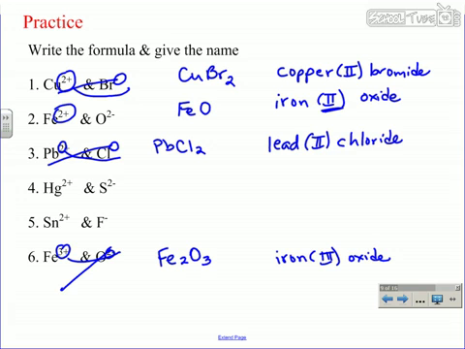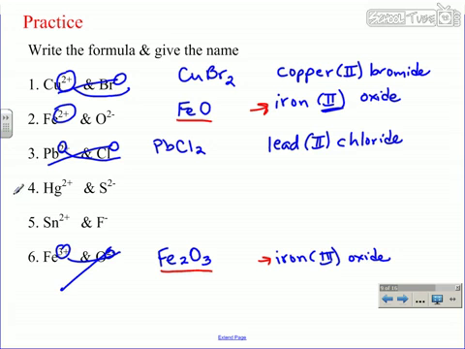So the Roman numeral does make a difference because iron 2 has FeO as its formula. Iron 3 has Fe2O3 as its formula, and they have different properties because they are different compounds. So that does make a difference. Alright? So pay attention to your Roman numerals.